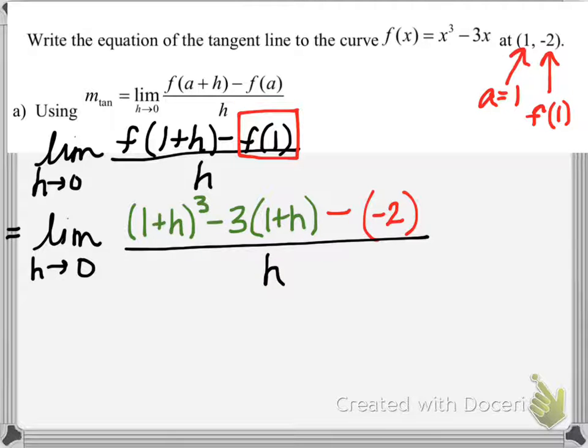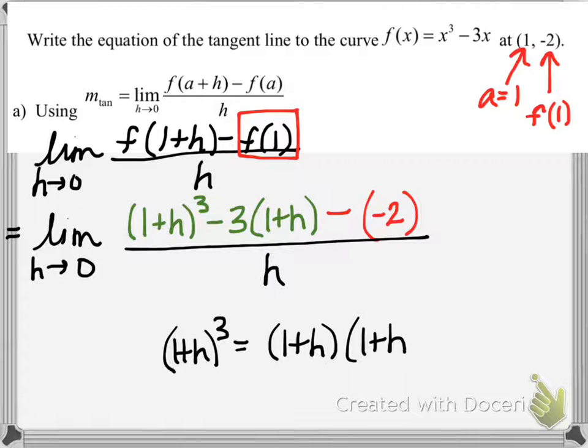So now it would probably be beneficial for you to pause the video, go to a piece of scratch paper, and multiply out 1 plus h cubed. 1 plus h times 1 plus h times 1 plus h. You're going to need to distribute and multiply. I'm not going to actually show that right now in the video. So pause and make sure you multiply this out and come back and make sure that your work matches mine.